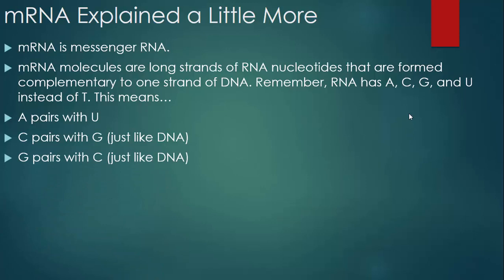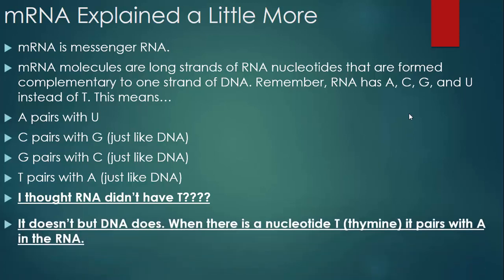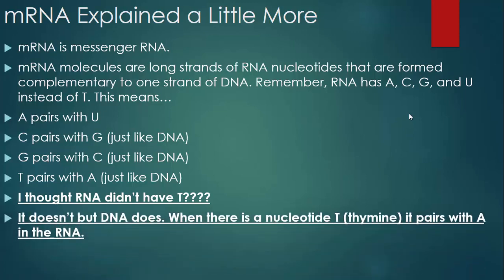And when it sees the T in DNA, because remember, DNA has A, C, G, and T, T is going to pair with A. So when you have a T in DNA, the mRNA will use its A to pair with the T. So that's why you see A pairing with U and T pairing with A, because it's going from DNA, which is A, C, G, and T, to mRNA, which is A, C, G, and U. Now you might be saying, I thought RNA didn't have a T, and that's what we were just explaining. It doesn't, but DNA does.